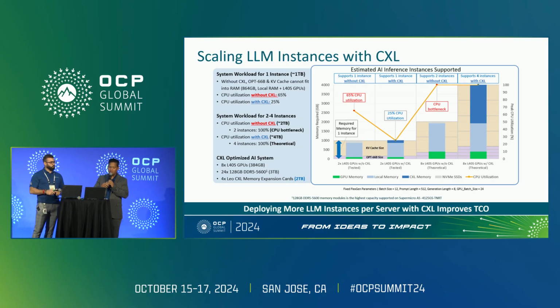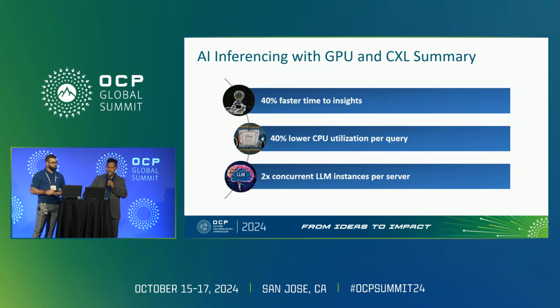So that concludes my segment. I just have a few wrap-ups here, and then I'll pass it to Ahmed. What we saw from my segment was 40% faster time to insight with CXL, 40% lower CPU utilization per query, and therefore we can run more LLM instances on one server.